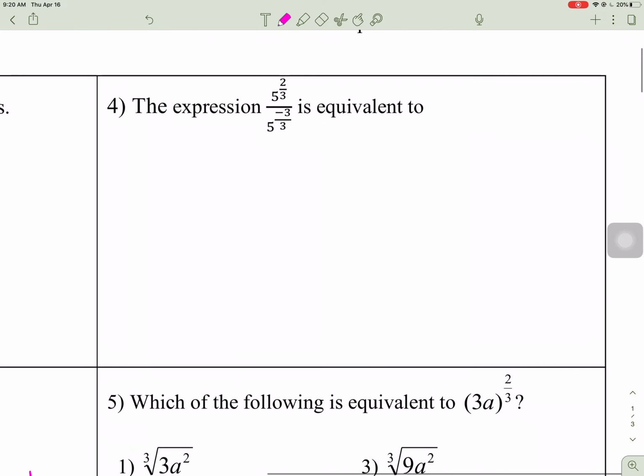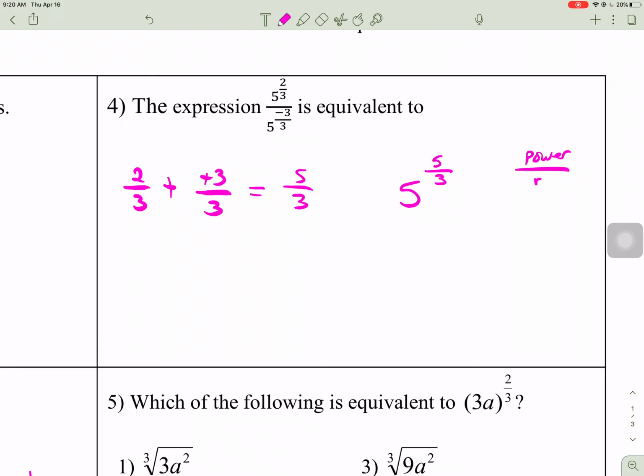All right, here we go. Same base, subtract the exponents. What's 2/3 minus negative 3/3, or plus positive 3/3? That's 5/3. So that's 5 to the 5/3 power. If you want to rewrite this, power over root, it's the cube root of 5 to the 5th power.